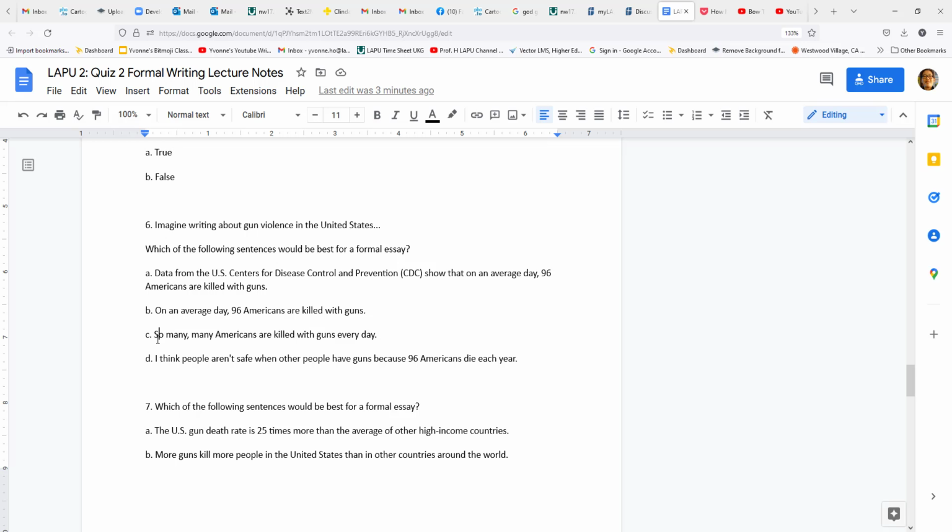And C: so many Americans are killed with guns every day. Why do we need "so many"? That is like a leading adjective, okay? This is so vague, and it doesn't tell you how many Americans, and it doesn't tell you where you got the information from. Actually, B is a little better than C, so at least B tells you how many Americans. It just doesn't tell you according to who. Then D: I think people aren't safe. Who cares what you think? People don't care what you think. People just want to know the facts. So therefore, A is the correct answer.